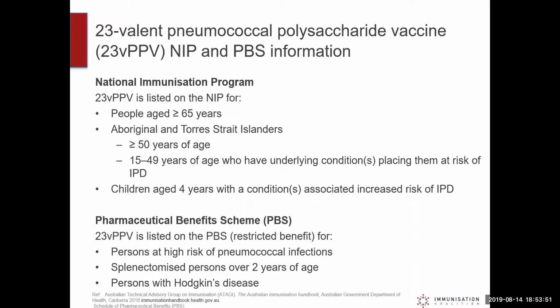So 23-valent is on the NIP funded for people over 65, Aboriginal and Torres Strait Islander people 50 years and over, and also Aboriginal and Torres Strait Islanders that have medical conditions if they're aged 15 to 49 years of age. And certainly for those little children that we talked about before, we were giving them that extra Prevnar dose at 6 months. We're going to bring those little ones back in at 4 years of age and give them a dose of Pneumovax 23. On the PBS, like I said, for other people that are at risk of pneumococcal infections.